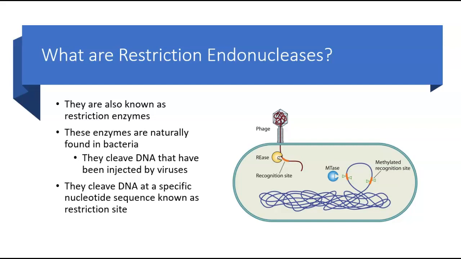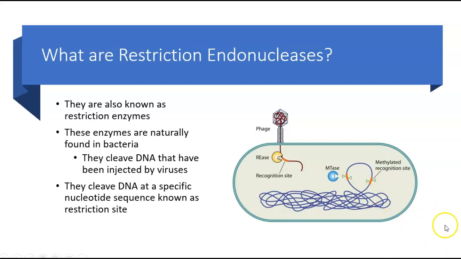DNA is oftentimes cut with a restriction endonuclease. This is also called a restriction enzyme. This is an enzyme that is naturally found in bacteria. Restriction enzymes help defend bacteria against viral infections.